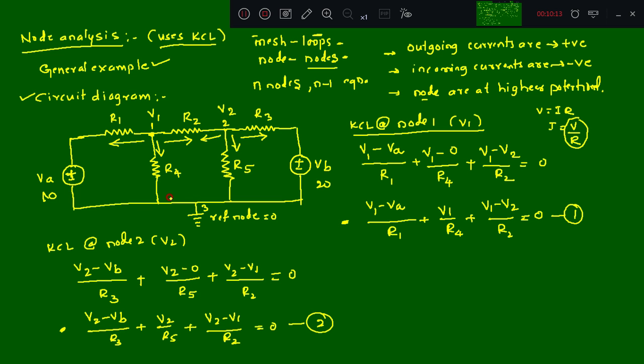If you know R1, R2, R3, R4, R5 as well as the VA and VB values, we can easily find the values of V1 and V2 at the same time. Why? Because we have two equations and two unknowns. By taking the LCM, we can solve easily for the values of V1 and V2. This is the introduction to the basic concepts of node analysis, which uses the KCL. This will be clearer if I take one example with solutions, so that you will understand more.